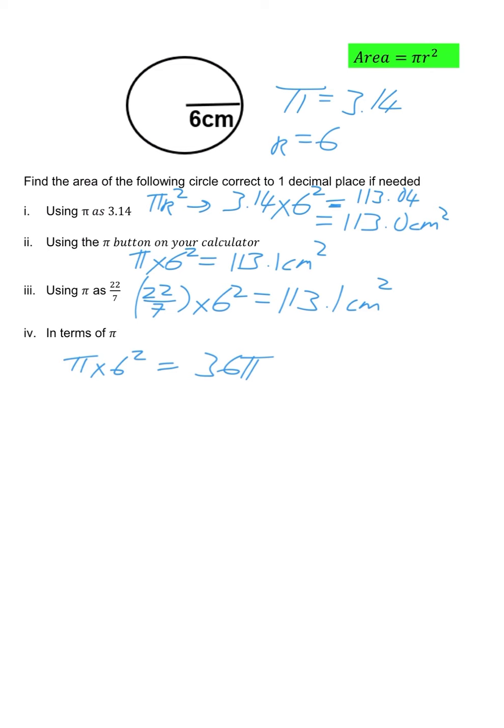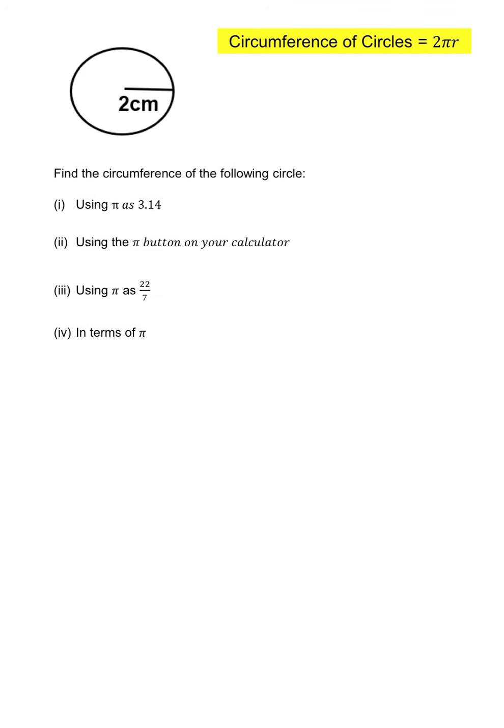Okay, so that's your area. So pi times radius squared. So then circumference is, so this is the distance or the length around all the outside of the circle. And the formula for that is 2 times pi times radius. Okay, we have 4 questions here. Again, we have to find the circumference of the circle, and we're using different approximations of pi in each one.